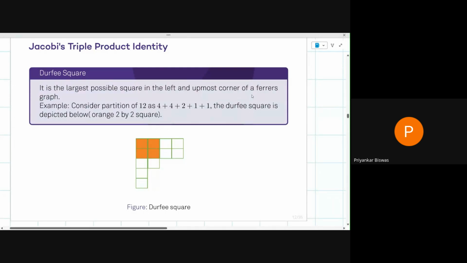Before going into that, we'll need to know about the Durfee square and the Frobenius symbol. The Durfee square, I will explain with an example. Here the partition of 12 is given as 4 plus 4 plus 2 plus 1 plus 1, and the largest possible square at the left and uppermost corner, this orange box, is called the Durfee square.